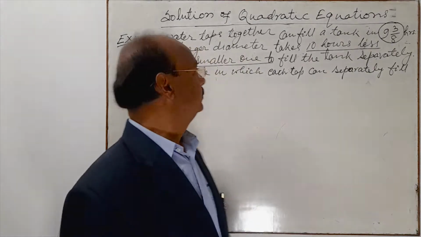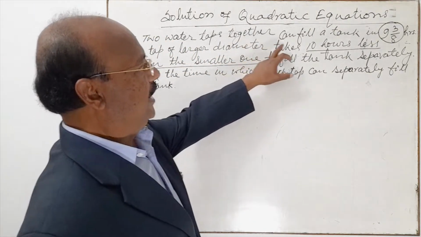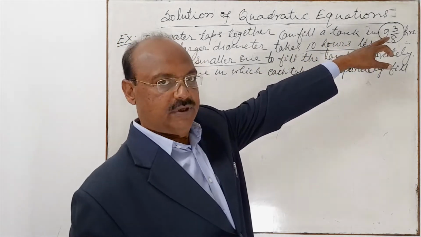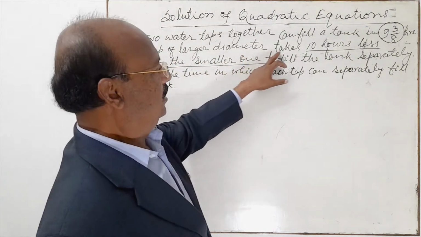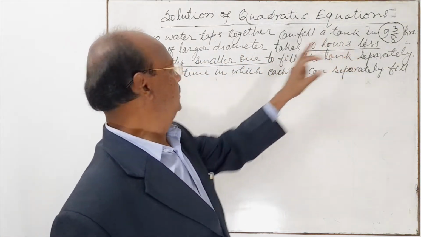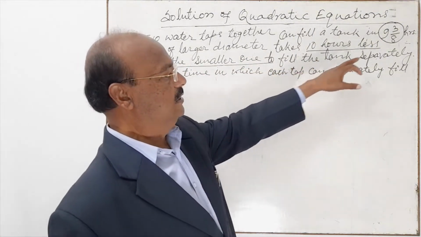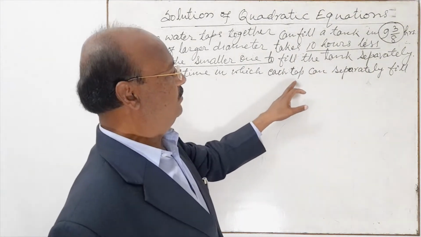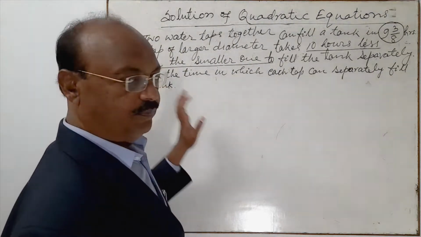So first of all we will try to understand the question. Here the question is: two water taps together can fill a tank in 9 and 3 by 8 hours. The tap of larger diameter takes 10 hours less than the smaller one to fill the tank separately. Find the time in which each tap can separately fill the tank.